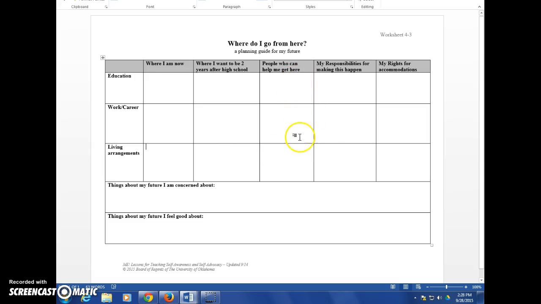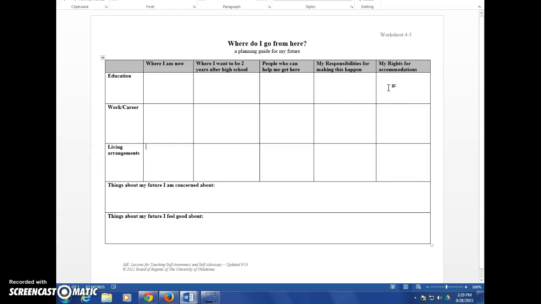The third column, who can help you get to there? Okay, are we talking about counselors, teachers, parents, relatives, friends? Write down who's going to be able to help you reach those goals. Now, this is the hard part. We have trouble advocating for ourselves. What's your responsibility for making that happen? Is it talking to somebody? Is it writing letters to certain people? Is it just filling out applications for certain things? Write 2 or 3 things in each of these boxes that are your responsibility for making these things happen.